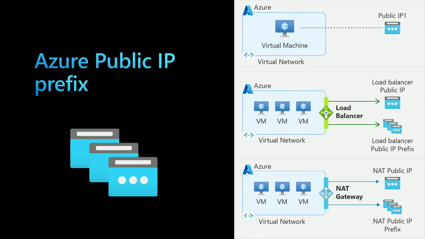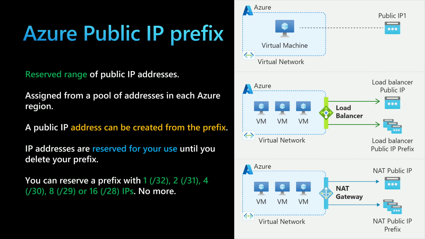You will learn about Azure Public IP Prefix, the Azure service that allows you to create and reserve multiple IP addresses to use for your virtual machines, load balancer, NAT gateway, VPN gateway, or the Azure firewall. An Azure Public IP Prefix is a reserved range of public IP addresses. It will be assigned from a pool of addresses in each Azure region. A public IP address can then be created from this prefix.